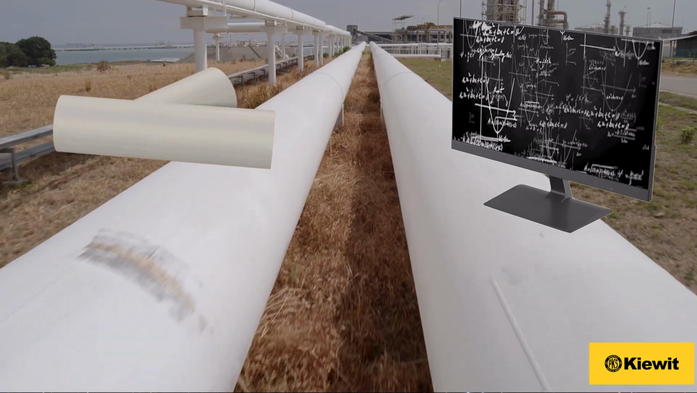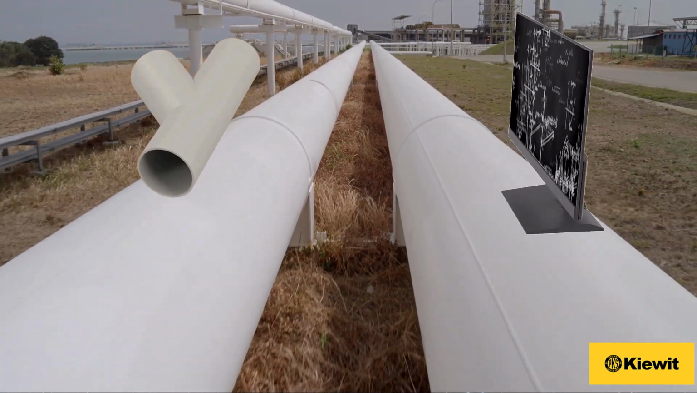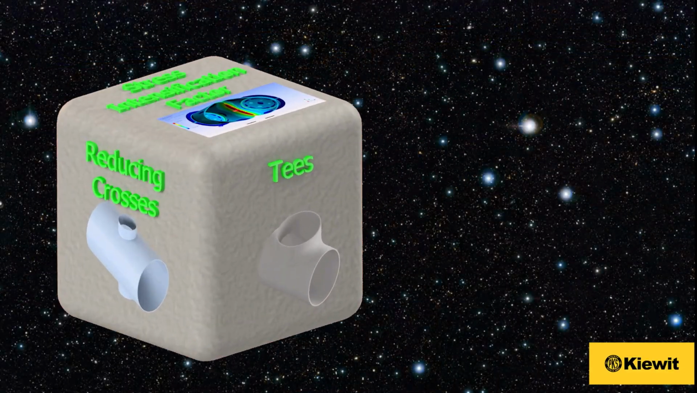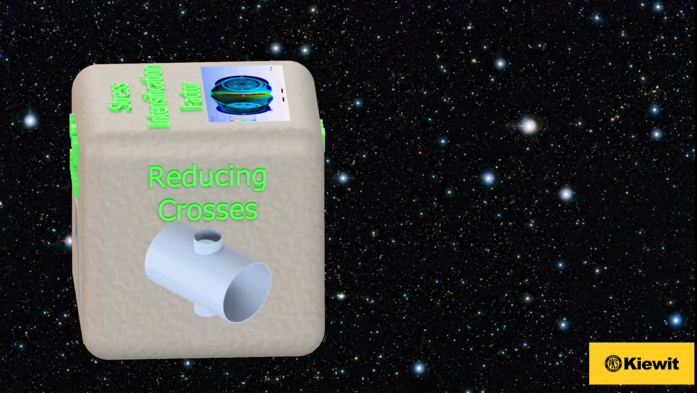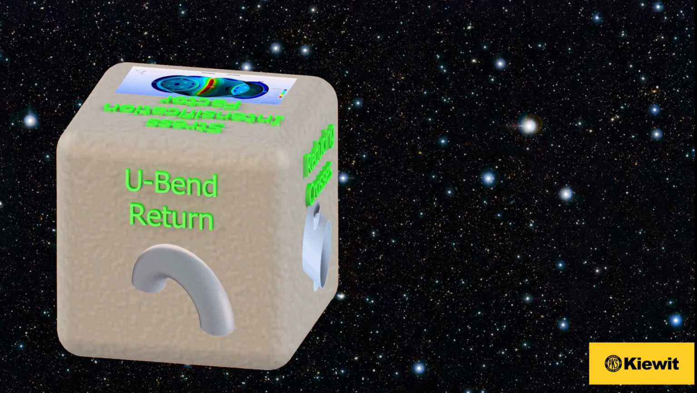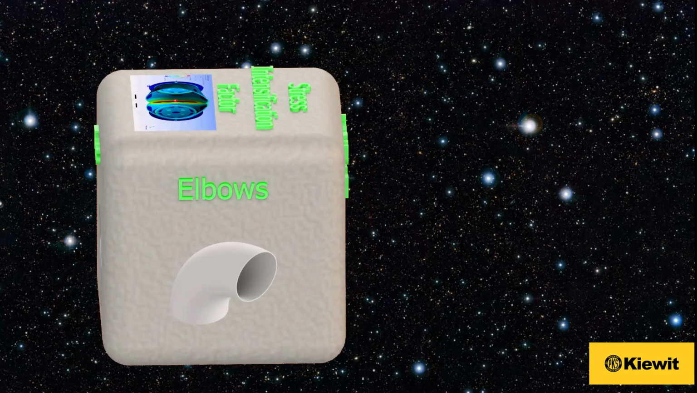So how are those local stresses accounted for? The alternate method for accounting for localized stresses and stresses associated with branches and fittings and components is called stress intensification factor. So what is a stress intensification factor?